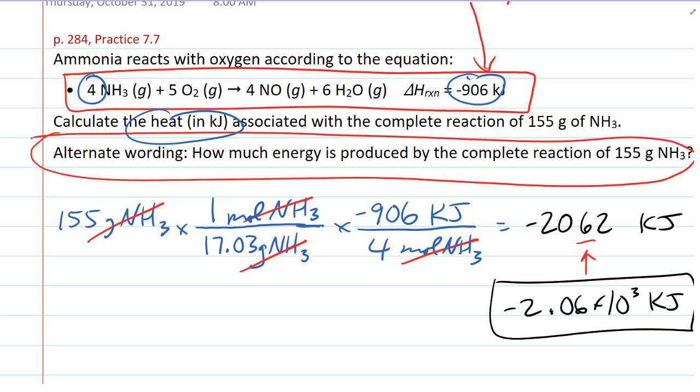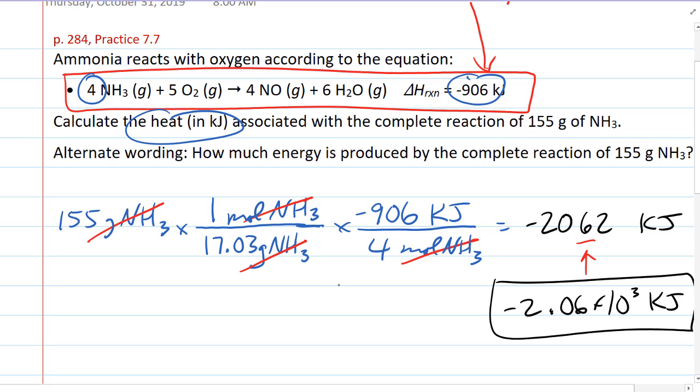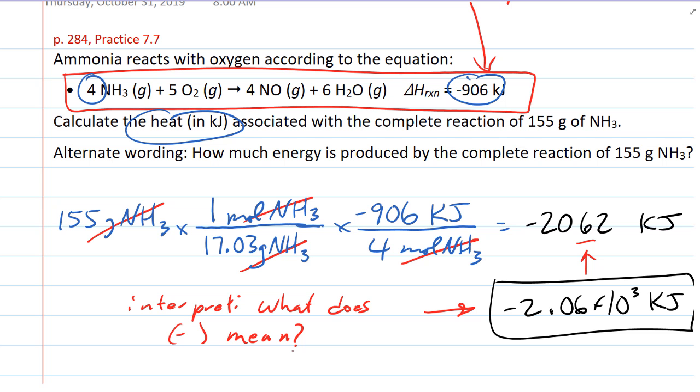So before we look at the alternative wording, let's interpret this one. What does the negative sign mean in this particular one? If we say that this is the heat, and the heat is negative, what does that mean? It's giving off heat. Right, it means that we're releasing heat. It means that we are producing heat.